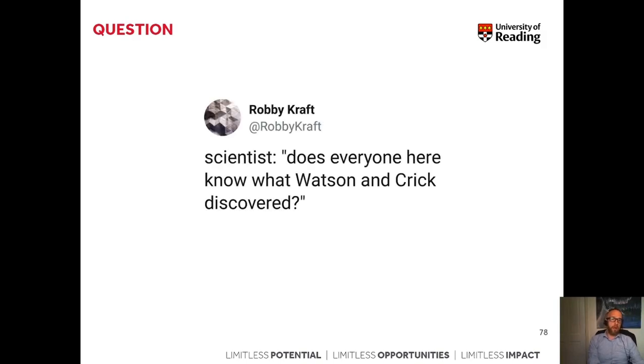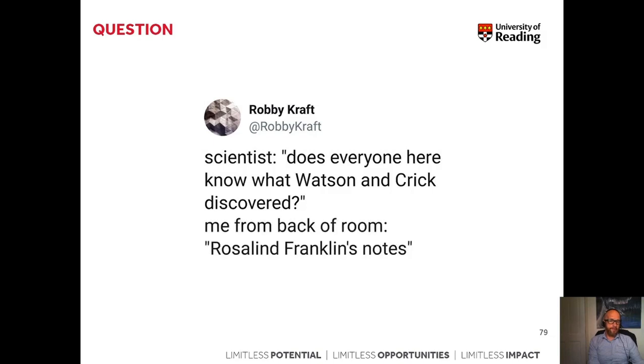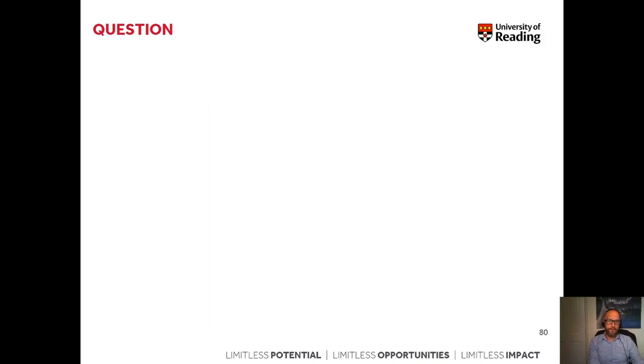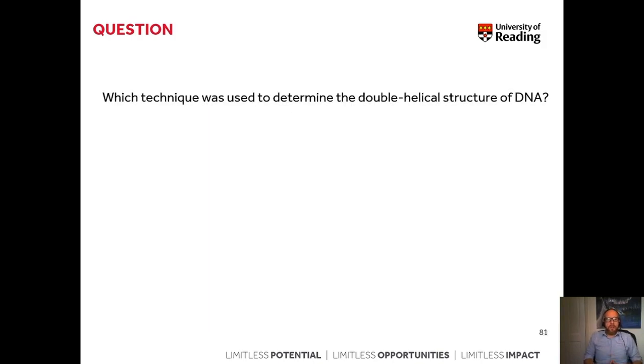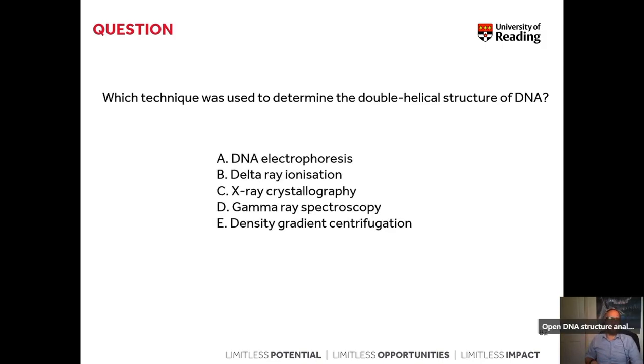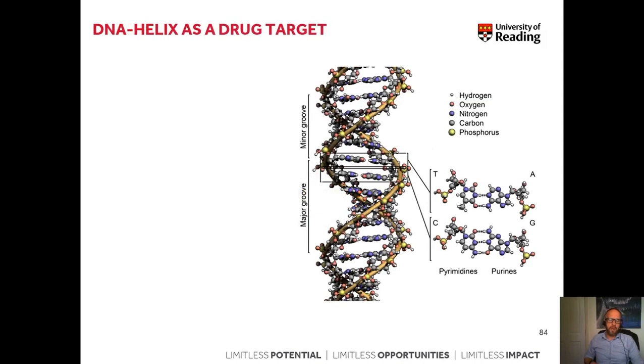So you might actually ask the question, what did Watson and Crick discover in reality? And some might say Rosalind Franklin's notes, and I would agree. But back to serious business. So the next question for you guys is, which technique was used to determine the double helical structure of the DNA? And the correct answer is obviously X-ray crystallography. Good.